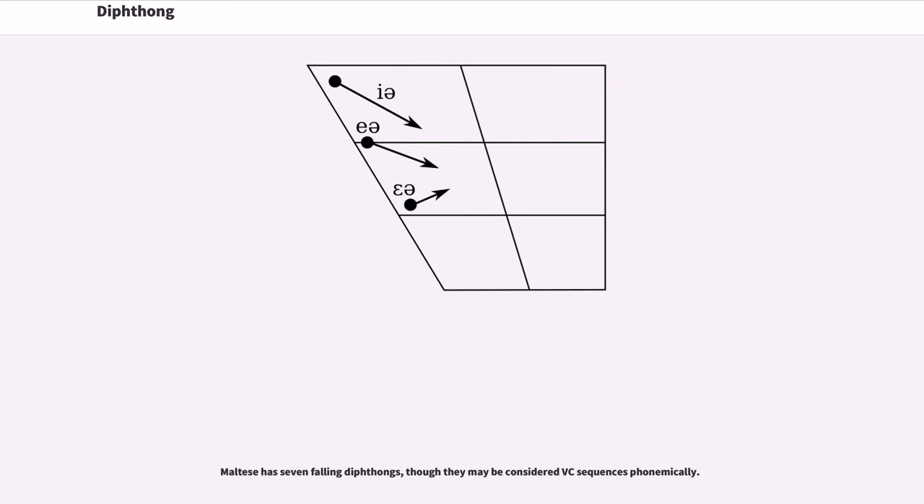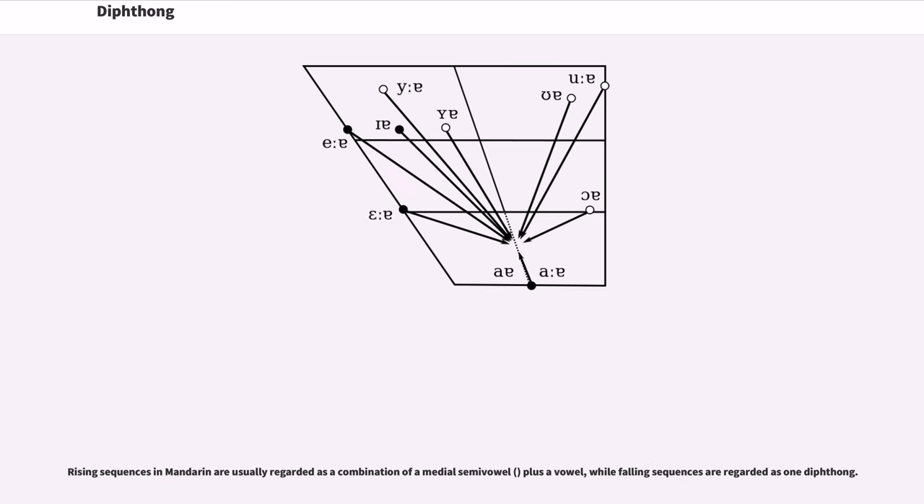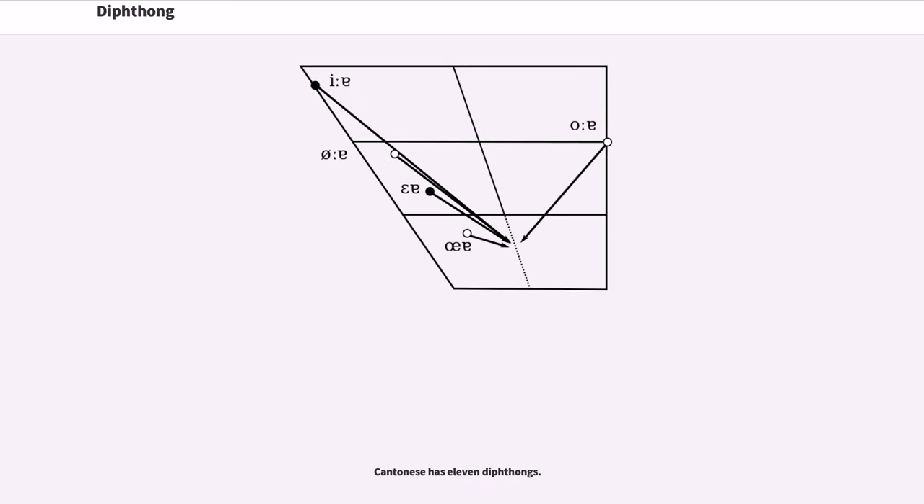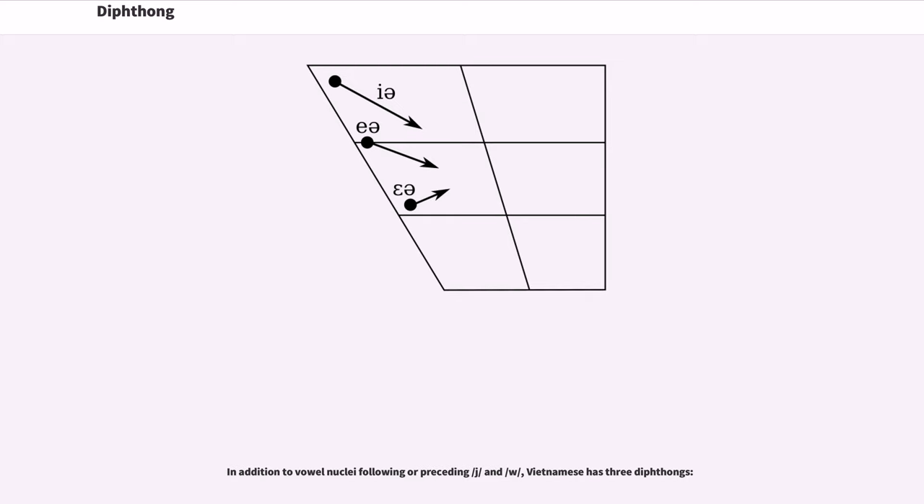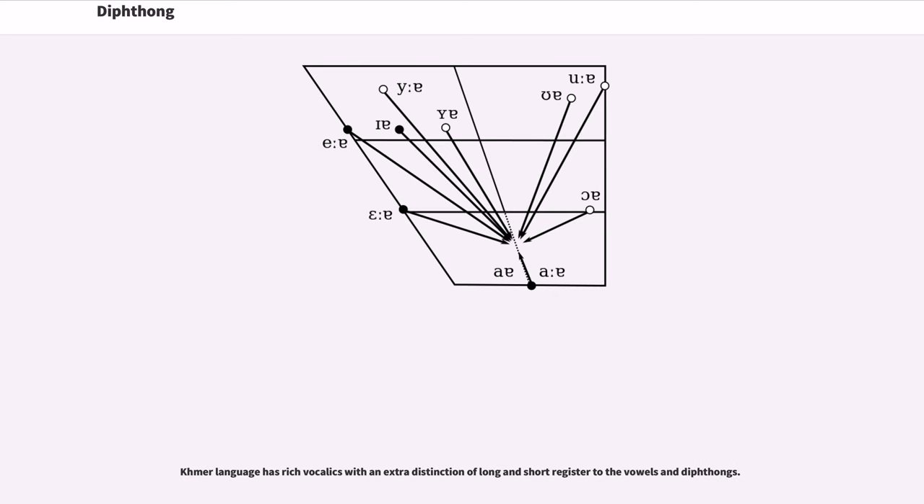Maltese has 7 falling diphthongs, though they may be considered VC sequences phonemically. Rising sequences in Mandarin are usually regarded as a combination of a medial semi-vowel plus a vowel, while falling sequences are regarded as one diphthong. Cantonese has 11 diphthongs. In addition to vowel nuclei following or preceding the semi-vowels, Thai has 3 diphthongs which exist as long-short pairs. In addition to vowel nuclei following or preceding /j/ and /w/, Vietnamese has 3 diphthongs. Khmer language has rich vocalics with an extra distinction of long and short register to the vowels and diphthongs.